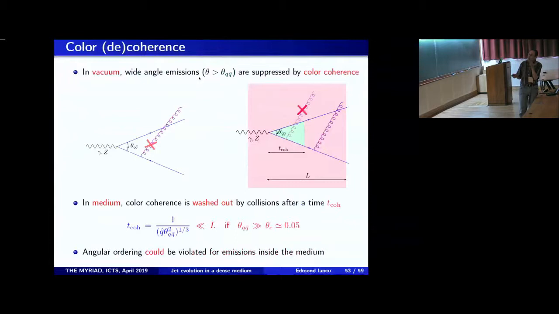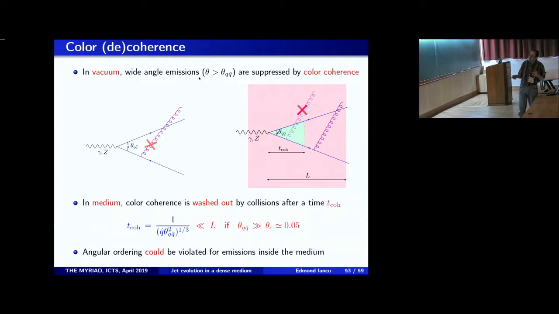Well, first of all, in the vacuum, we have angular ordering because emissions at large angles are destroyed by the interference. This gluon can overlap with both the quark and the anti-quark. So if you're in the vacuum, this gluon is emitted from the global charge, which is zero. So this emission is forbidden. Now, if you go into the medium, we discussed before that there is a time, the coherence time, after which the incoming antenna loses the color coherence. So if I have an emission at formation times more than this t coherence, it is still forbidden because at times much more than t coherence, the antenna is still coherent. It's still coherent with each other, so it cannot radiate at large angle.